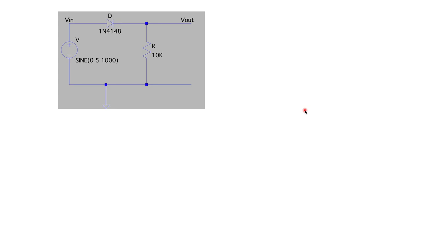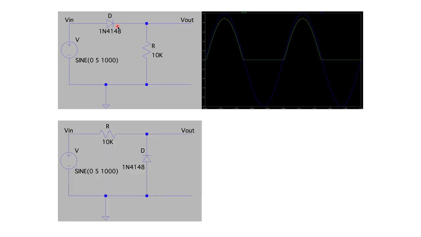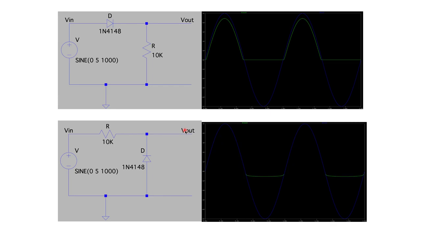Now this figure is simulated in LTspice. In this figure, the diode is in series with the output voltage, so the output will be like this. In the next figure, the diode is in parallel with the output voltage, so the figure will be like this. It is very evident from the output curves that there is a very slight difference on the output side. Here the output curve is not the same as the input voltage. There is a slight difference in that.